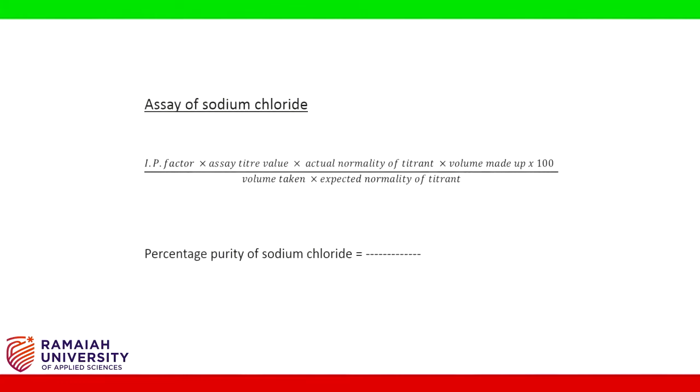Then the percentage purity of sodium chloride is calculated by using the formula: IP factor multiplied by (blank minus assay titer value, due to back titration) multiplied by actual normality of titrant multiplied by volume made up divided by volume taken multiplied by expected normality of titrant. The whole multiplied by 100 will give the percentage purity of sodium chloride.